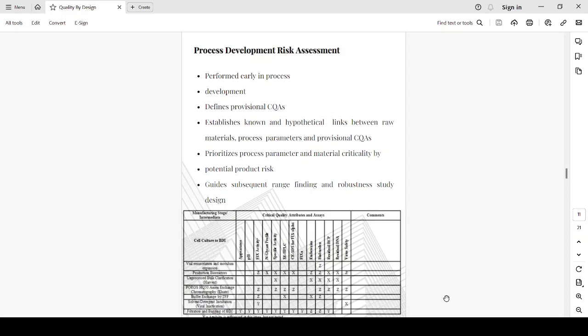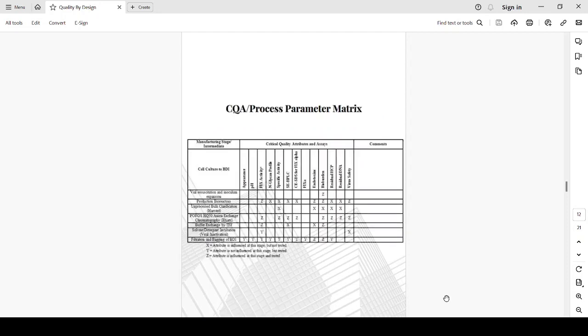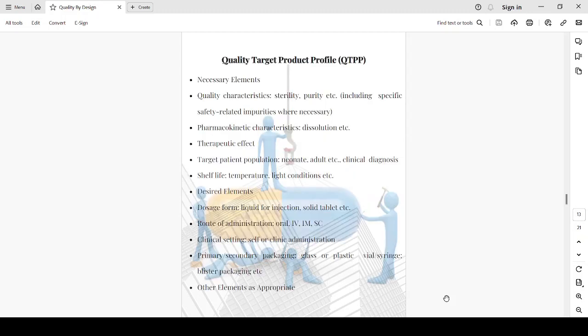So all sorts of things will be assessed in the critical quality attributes. Now process parameter matrices are also there. So here we are controlling these process parameters. QTPP is a necessary element, we can say: quality characteristics, sterility, purity, etc. Pharmacokinetic characteristics, for example dissolution, etc. And therapeutic effect, which also comes under the quality target product profile, and patient population, for example neonates, adults, etc.